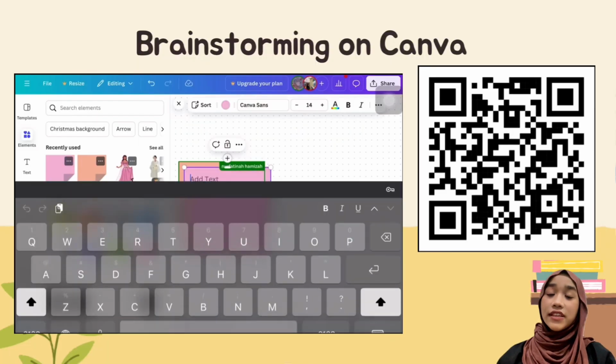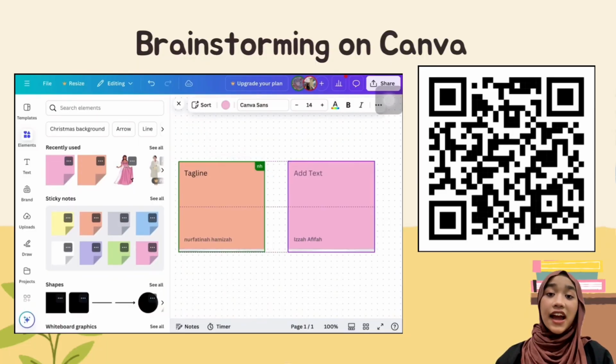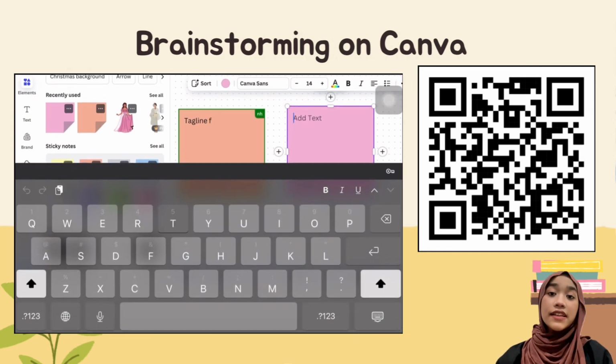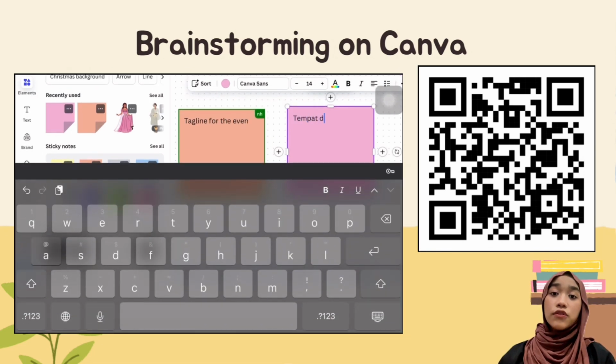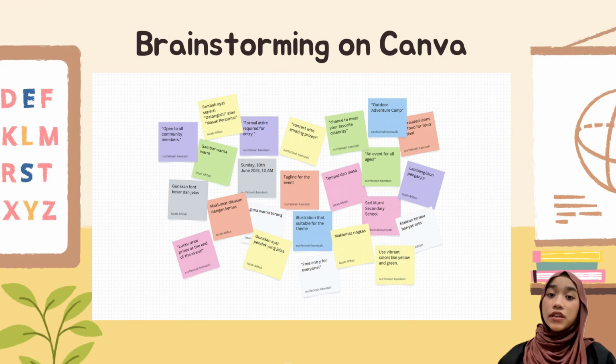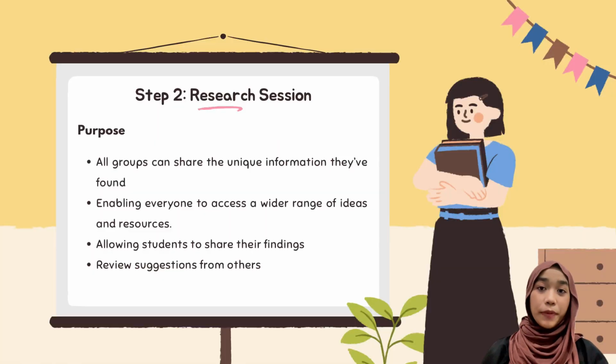After gathering the research information, students will organize their ideas by pasting their findings onto Canva sticky notes. They are encouraged to contribute their findings in both L1 and L2, as they need to create posters in both languages. The purpose of this session is to give students a chance to explore and dive deeper into the finer details of a good event poster while having wide access to ideas and inspiration from their classmates' findings. Using Canva sticky notes enables students to exchange their unique ideas, review suggestions from others, and collaborate effectively.